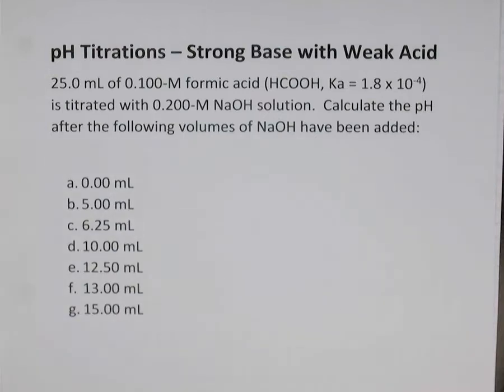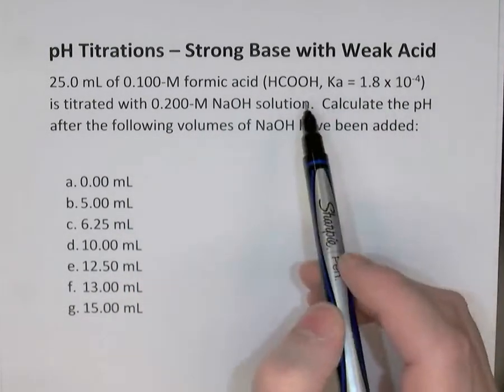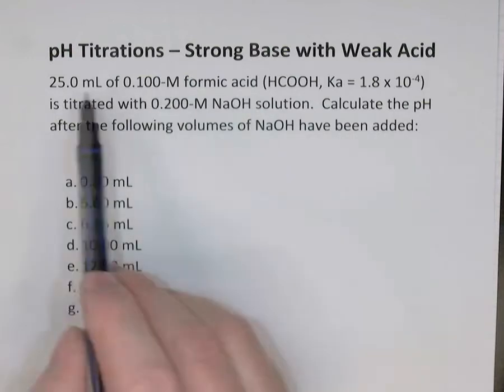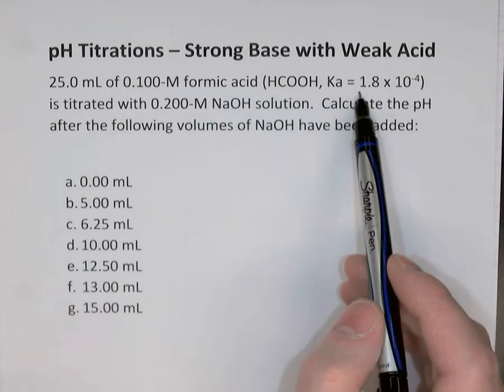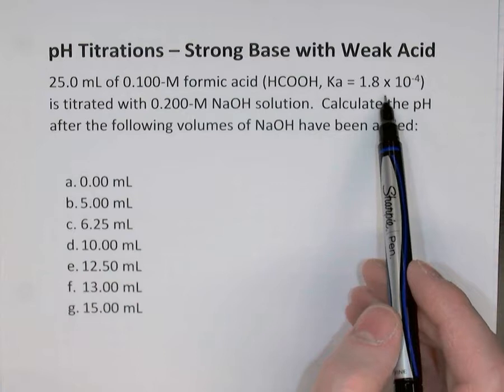Alright, in this second video on pH titrations, we're going to look at a titration between a strong base, in this case sodium hydroxide, 0.200 molarity, with a weak acid. And the weak acid we're using is formic acid, 0.1 molar, 25 milliliters, sitting in a beaker. The formic acid is a weak acid with a Ka value of 1.8 times 10 to the minus 4.